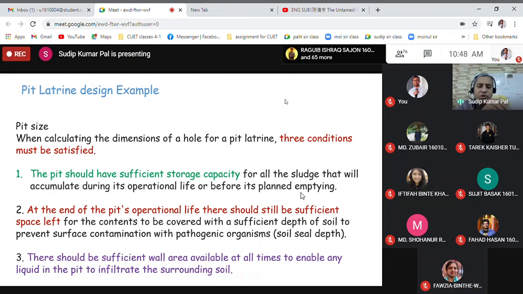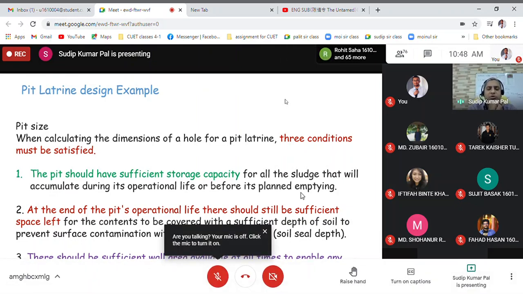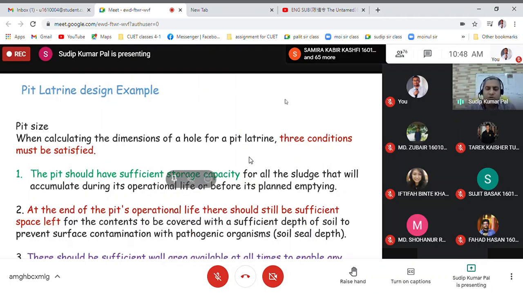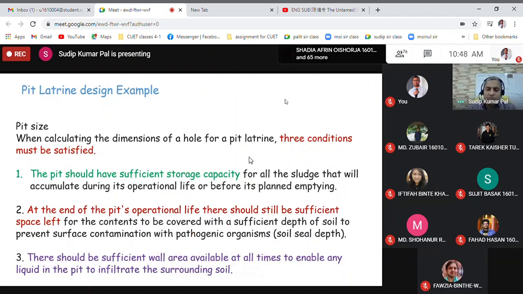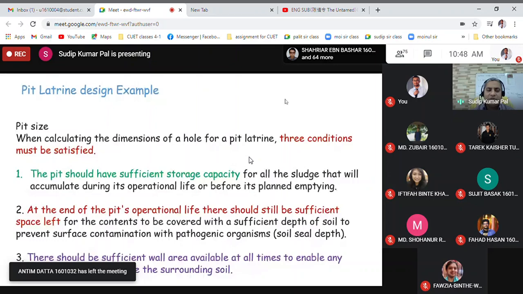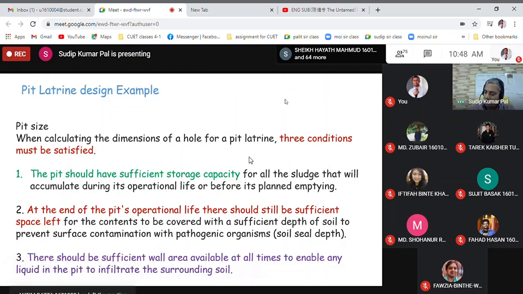At the end of its operational life, there should still be sufficient space left for the contents to be covered with a sufficient depth of soil to prevent surface contamination with pathogenic organisms. What is said at this point? At the end of its operational life, for example, we are not using this pit any longer, we're saying that there should be sufficient space left, so it's vertical.